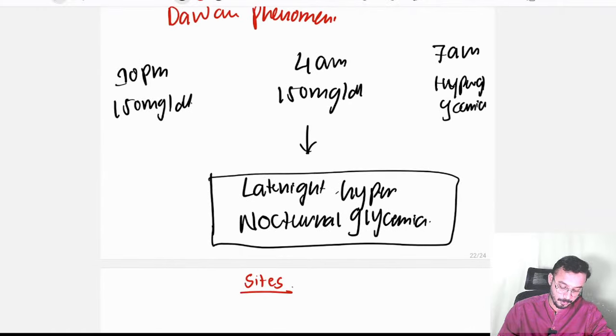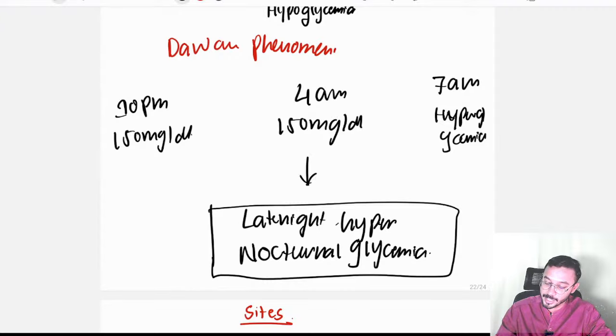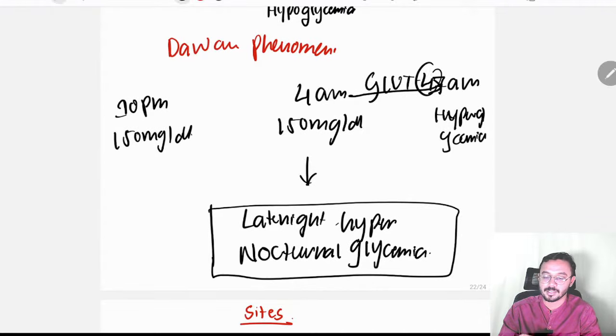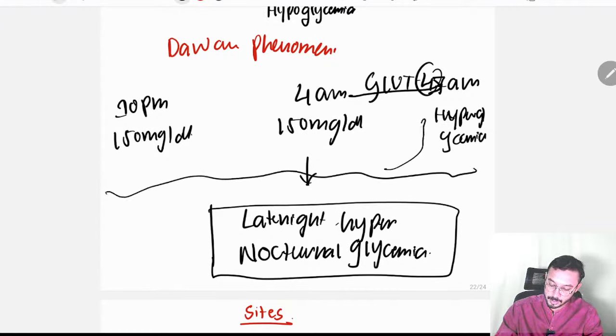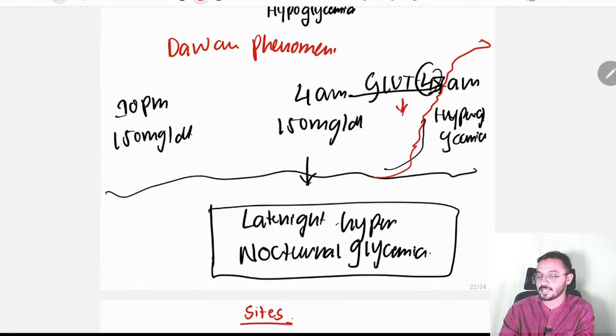So why it is happening is that between 4 a.m. to 7 a.m. these GLUT4 receptors won't function properly. That's why the person is having early morning hyperglycemia. Here the glucose level gets elevated at 7 a.m., right. So this is about the dawn phenomenon. The GLUT4 activity is decreased between 4 a.m. to 7 a.m., so that's why there is hyperglycemia.